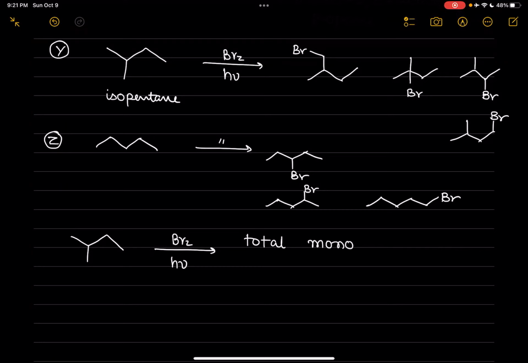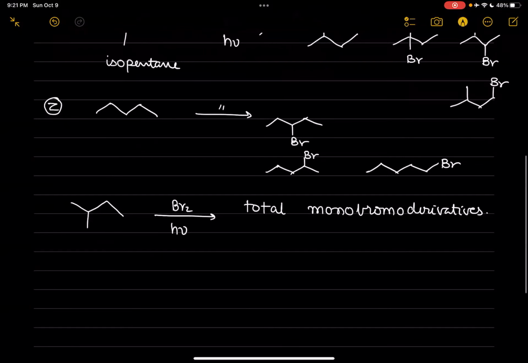Okay, good. Total monobromo derivatives, including optical isomers.